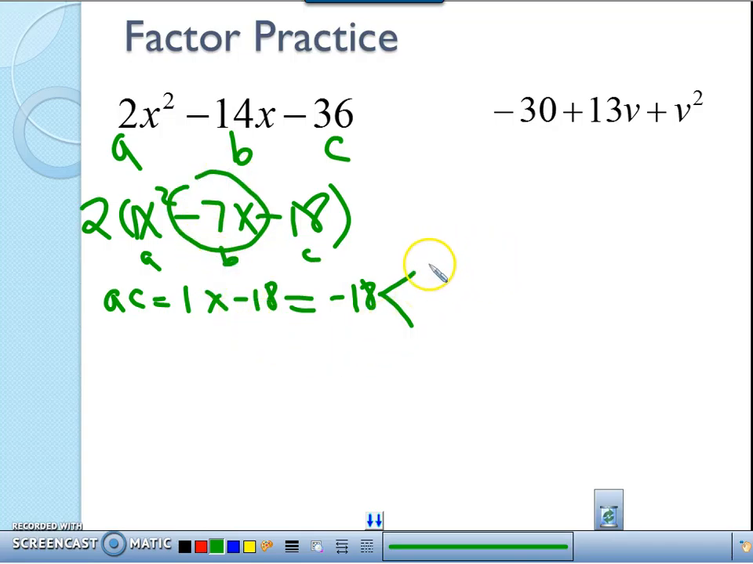So if I do 2 times negative 9, 2 times negative 9 is negative 18. If I add these 2 numbers, 2 plus negative 9 is negative 7. So I can use these 2 numbers. You can expand this by writing 2x minus 9x. This is going to be negative 7x. And then you're going to just write the rest.